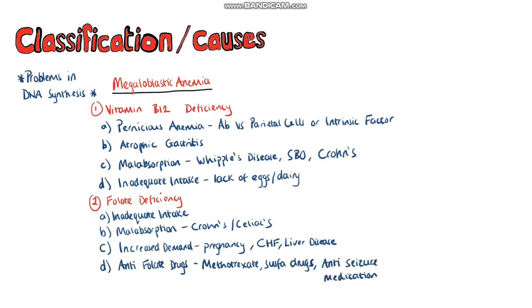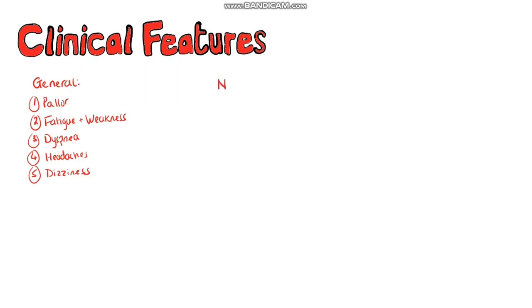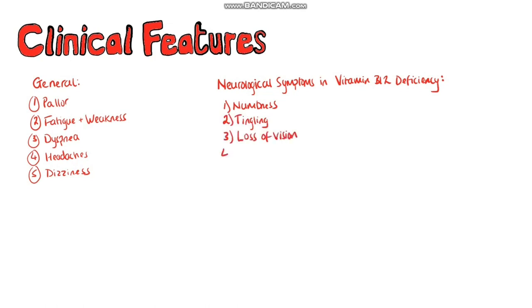The important difference between the two is that it takes a long time to become deficient in vitamin B12 because the stores can last for years. However, folate stores, on the other hand, can run out in just a few weeks. In terms of the clinical features that can be seen, they include the general features of anemia, which include pallor, fatigue and weakness, dyspnea, headaches, and dizziness. But you can also have neurological symptoms in vitamin B12 deficiency, because vitamin B12 is important in the synthesis of myelin. Therefore, you can have patients with numbness, tingling, loss of vision, as well as dementia-like symptoms from vitamin B12 deficiency, including loss of memory.